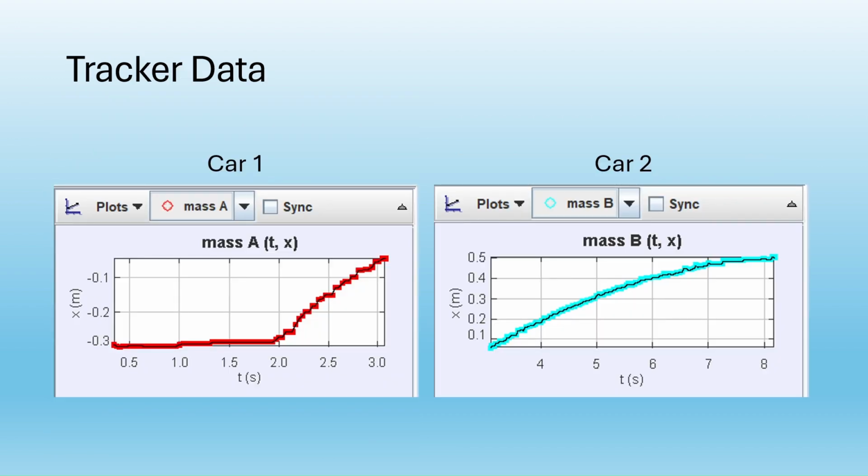Here's my tracker data for car 1 and car 2. You can ignore the part where the curve for car 1 is flat. That was before the video actually started showing the car moving from the point where it started to where it hit car 2. And you can see car 2 on the right here. It has a pretty curvy graph at the start, and then it starts to plateau towards the end.